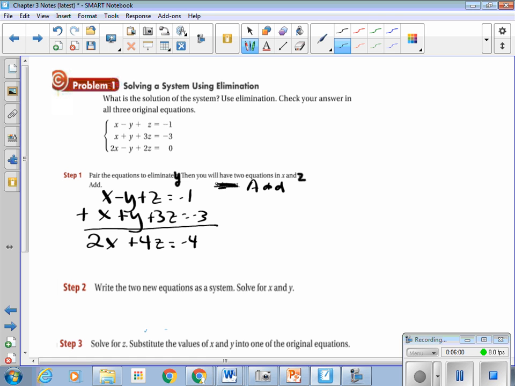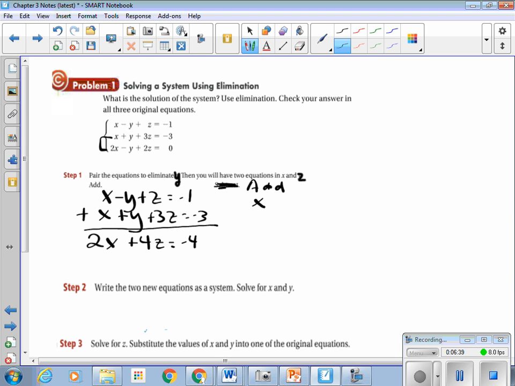So what I need, you always want to think of it like this. However many variables I have, I need to have that many equations. So if now I have 2 variables, I need 2 equations. So I need 1 more equation with x and z. So if I add the second and the third equations together, I will get another equation. The y's will cancel out, and I'll have an x and a z. 2 equations, 2 unknowns, solvable.